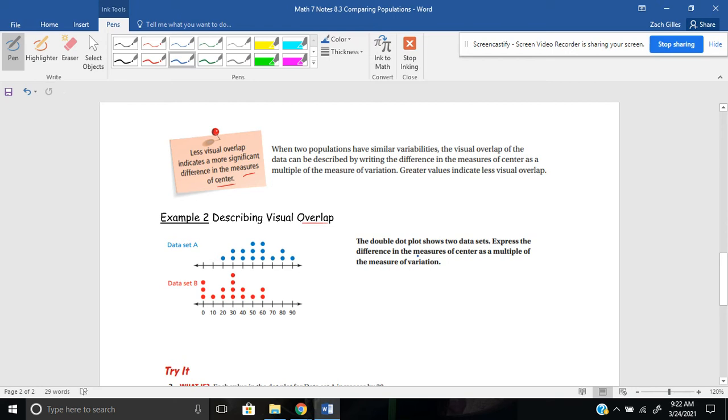So we're still working with that measures of center. So I'm still thinking I've got to use the mean or the median, one of the two, as a multiple of the measure of variation. So that means I have to use the MAD, or the mean absolute deviation, or the interquartile range, depending on if my data is symmetric or skewed. So that's, again, the first thing that I'm going to determine: is my data symmetric or skewed?